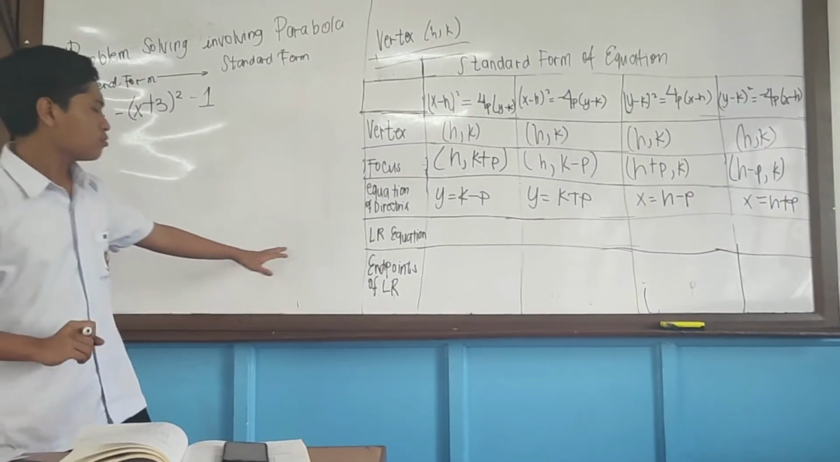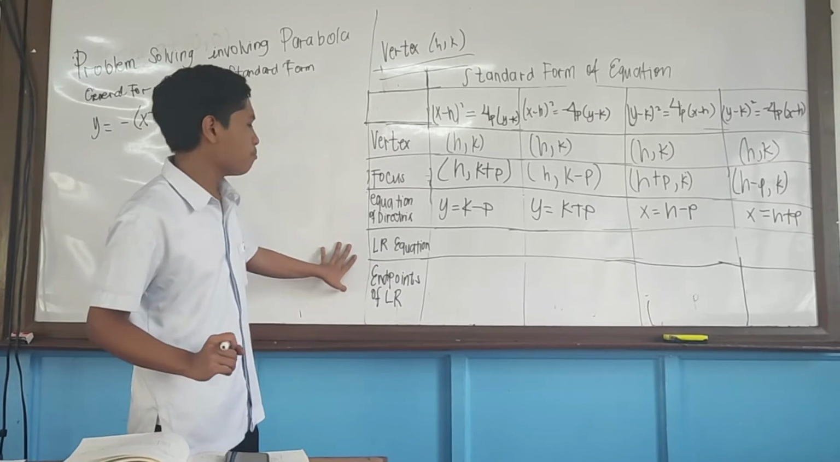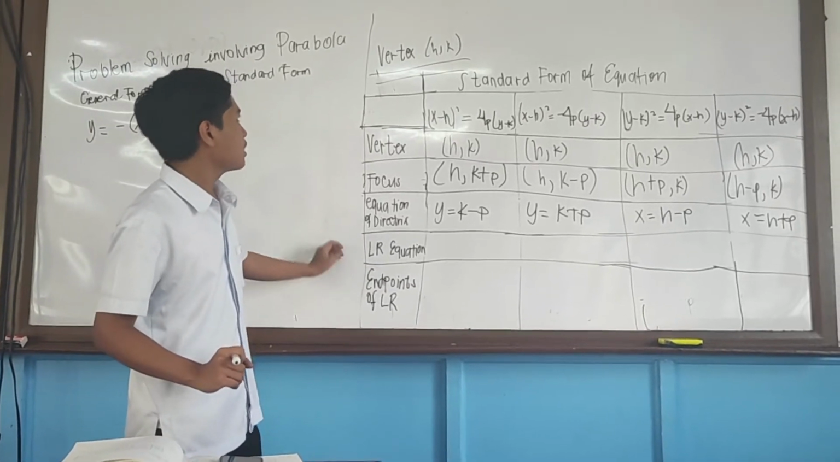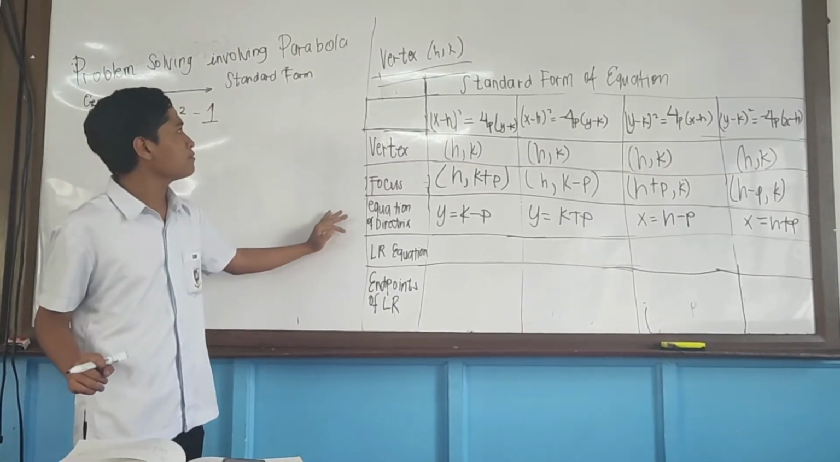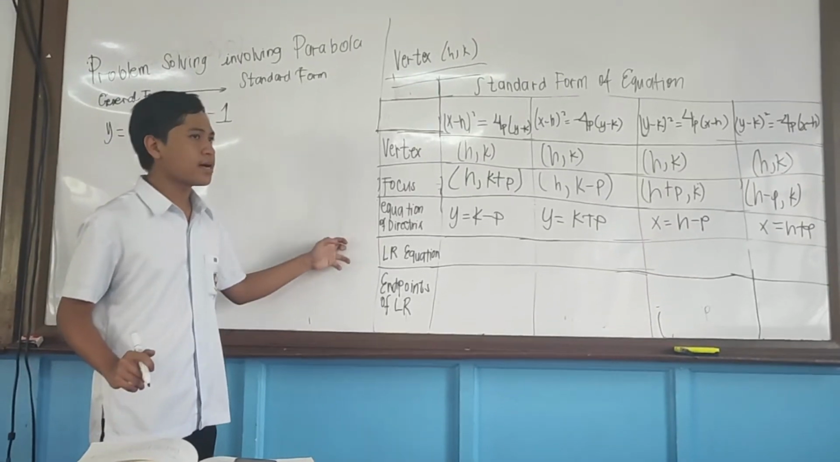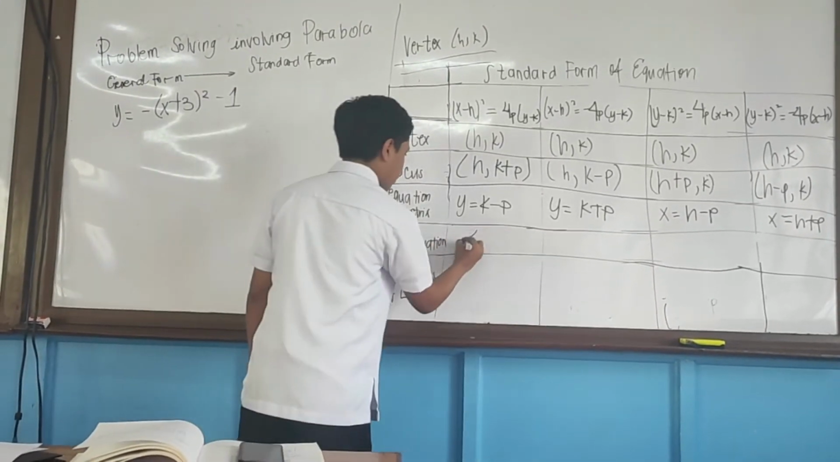And now let's go to the latus rectum equation. It is the same as a while ago with the vertex at (0, 0). The LR equation is still 4p.